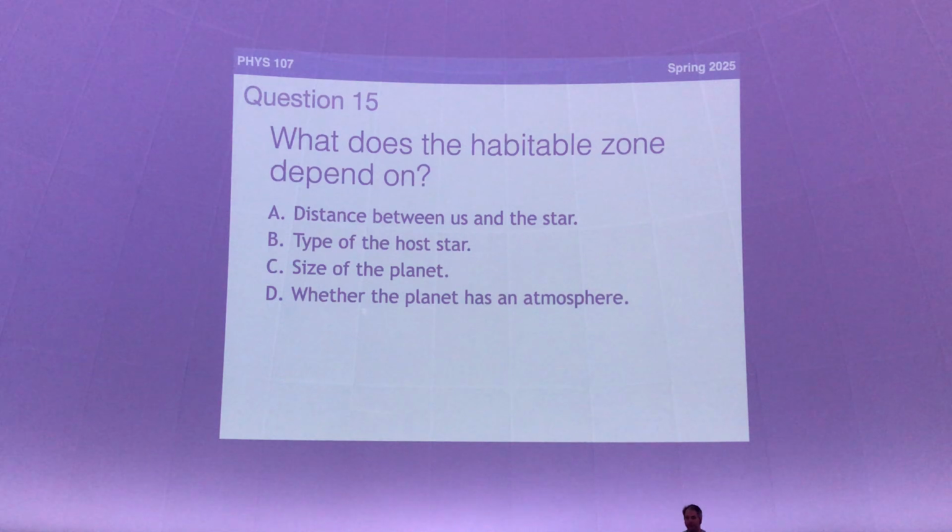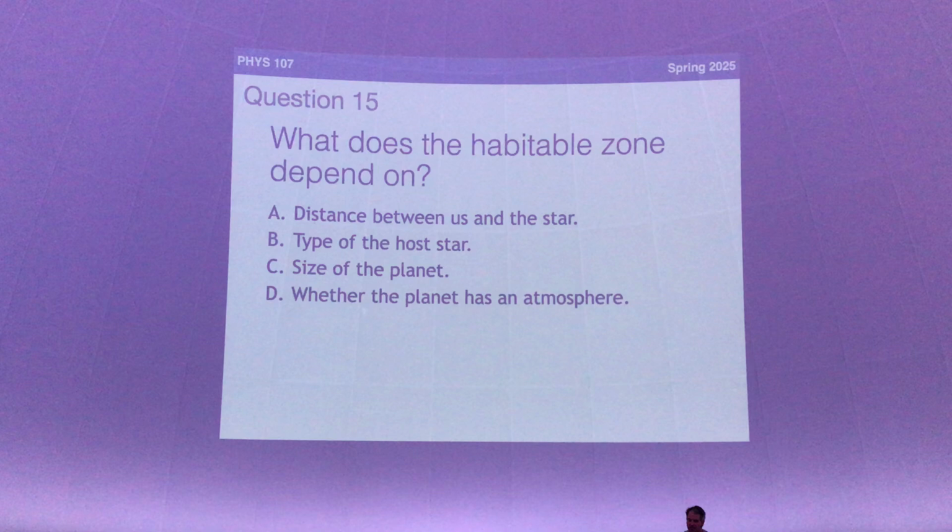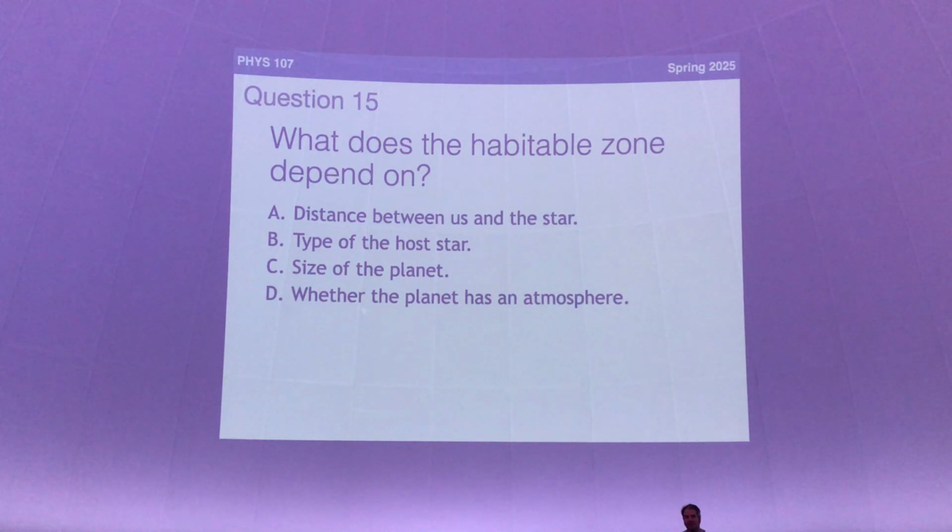Okay, what does the habitable zone depend on? The distance between us and the star, the type of the host star, the size of the planet, or whether the planet has an atmosphere. A, B, and D? The distance between us and the star, how far that star is, is that important for how life is on that planet? Right. It doesn't matter how far we are from that planet. It's important how far that planet is from its parent star.